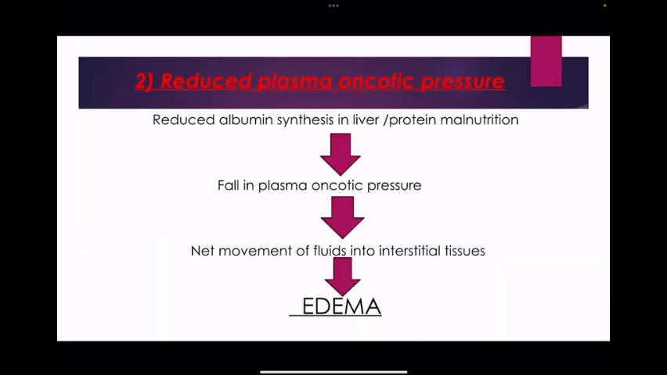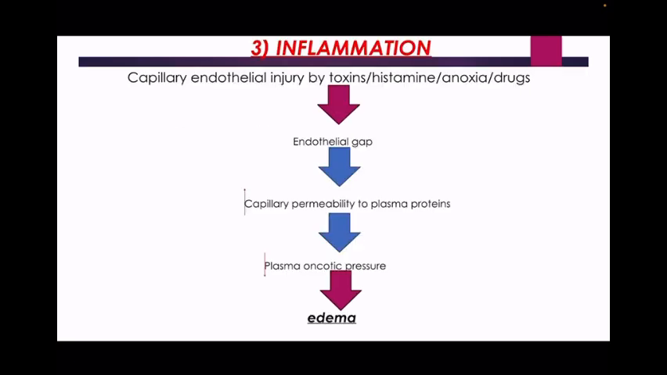Reduced plasma oncotic pressure: reduced albumin synthesis in the liver and protein malnutrition cause a fall in plasma oncotic pressure, which causes net movement of fluids into the interstitial tissues, thus leading to edema.